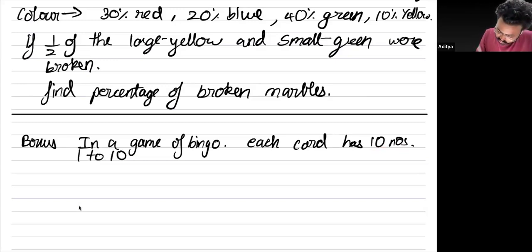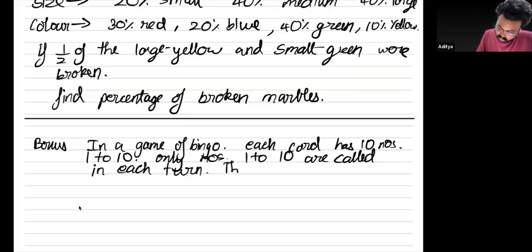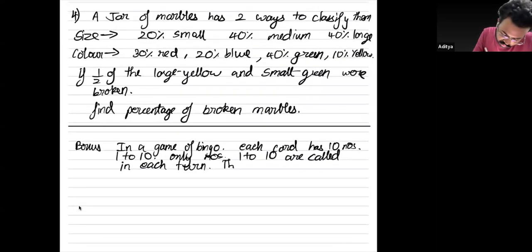1 to 10. Only numbers 1 to 10 are called, each in each turn. Keep the question visible so that you can keep working on the fourth question.